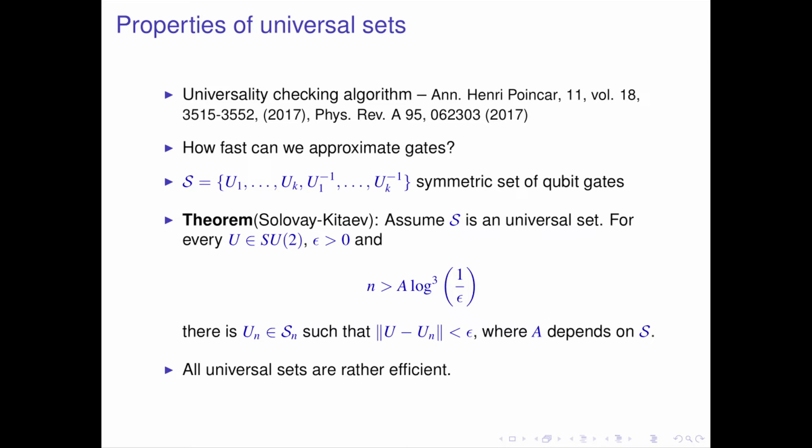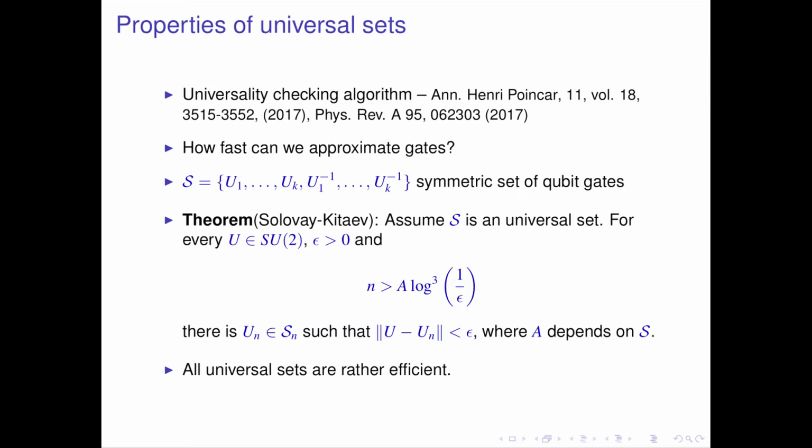In this theorem, we assume that we have a universal set which is symmetric, so whenever I have some gate, I also have its inverse available. Then this theorem roughly says that I can epsilon-approximate any unitary matrix in SU2 with a word whose length is at most of the order log to the power 3 of 1 over epsilon.